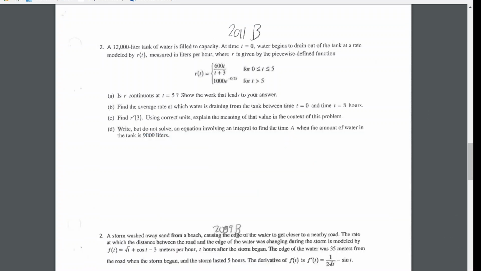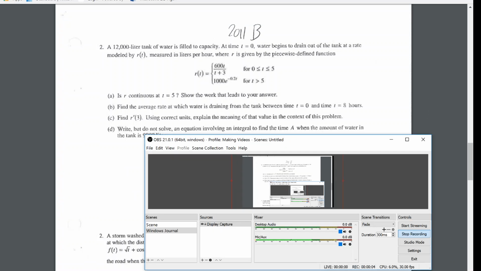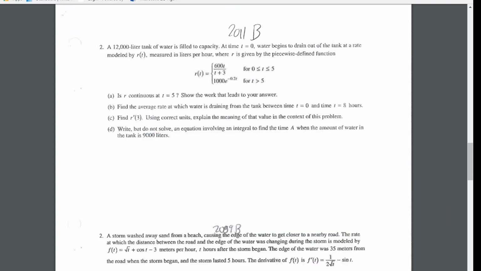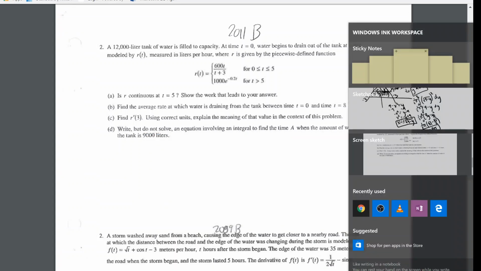All right, so now we're going to move on to the second two, the calculator questions. I had to get a little bit of stuff ready for these so that I would know the answers to a lot of them.